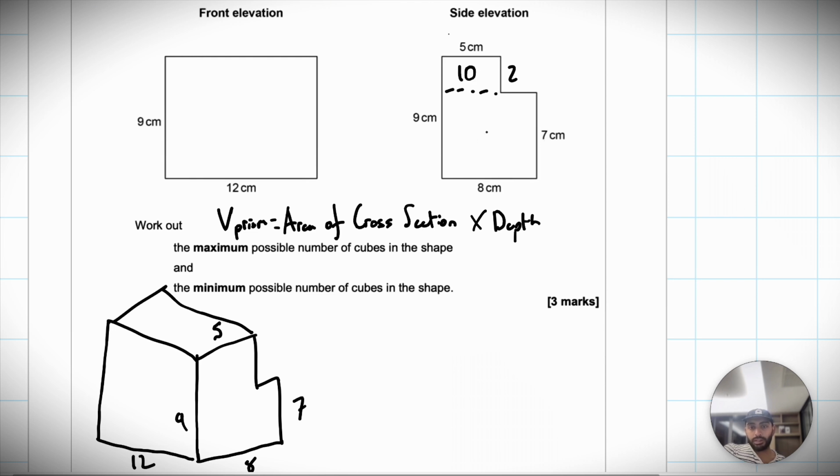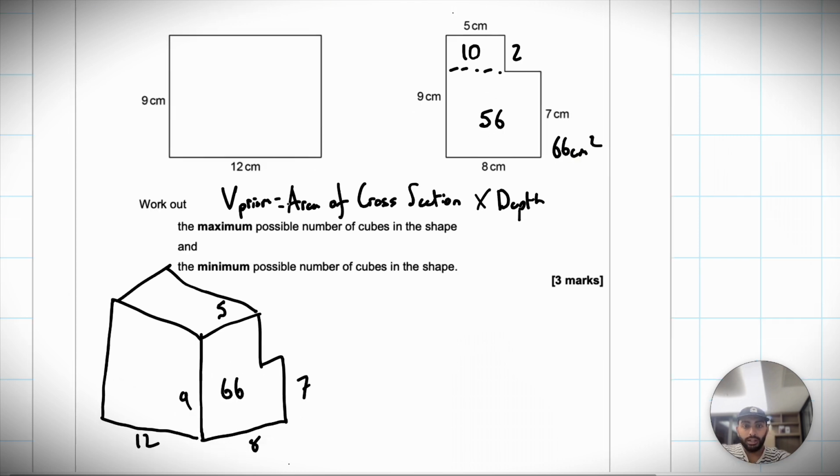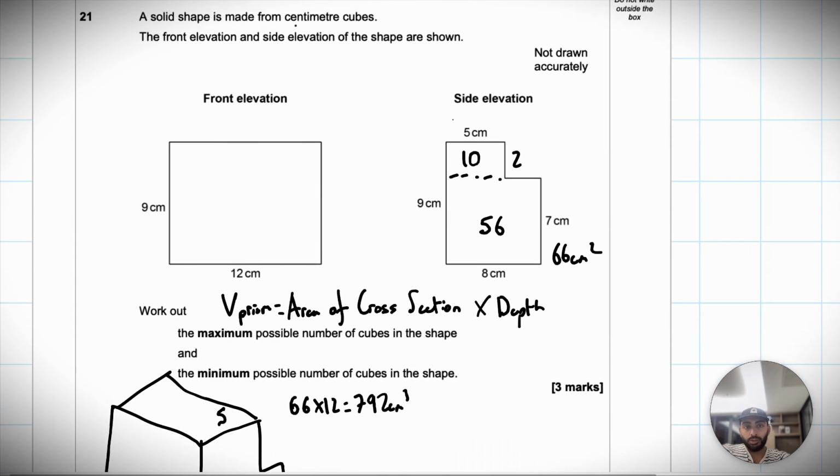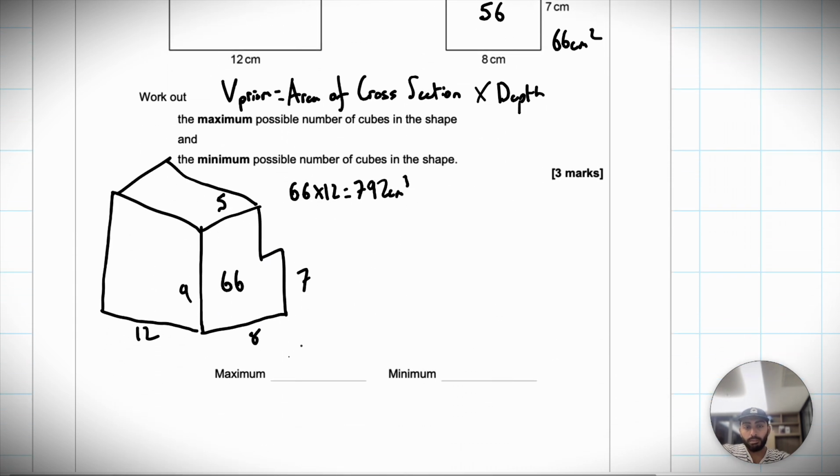8 times 7 is 56. So that's the area of that one. Total area of this shape, 56 and 10, is 66 centimeters squared. The area of the cross section is 66 and the depth is 12. So 66 times 12. This is in centimeters cubed, and we know that it's made out of centimeter cubes. The maximum possible number of cubes would be 792.